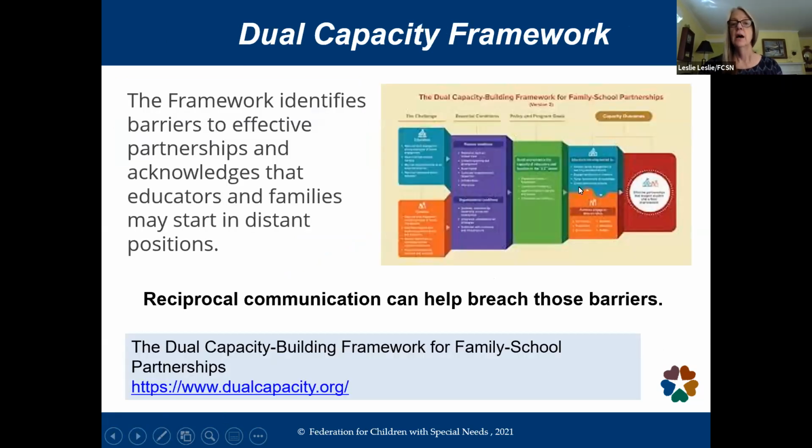And I hope you'll start to use the dual capacity framework. This was a framework that was done several years ago. It's now in version 2, and it's really to start to reinforce family engagement practices. And I think what's interesting is it recognizes that there are some barriers to communication, especially between families and educators, that they might start in different positions, and how do you bring them together? So that's creating essential conditions so that you can start to listen to one another and respect one another and build that relationship. And that communication can really help to reduce or breach the barriers. So this is a graphic that's available online, and there's the link to it. But read a little bit about the dual capacity building framework, because it's really about that family-school partnership. But the elements there, I think, can go across the board in lots of different relationships.